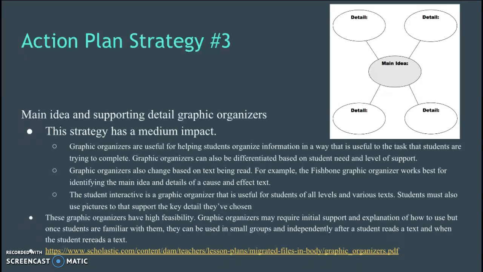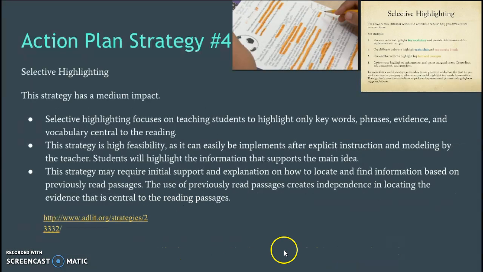Graphic organizers may require initial support and explanation of how to use, but once students are familiar with them, they can be used in small groups and independently, after a student reads a text and when the student rereads a text. For more graphic organizers on main idea and more information on using graphic organizers in main idea, click the link below. It's from scholastic.com, a highly recommended website.